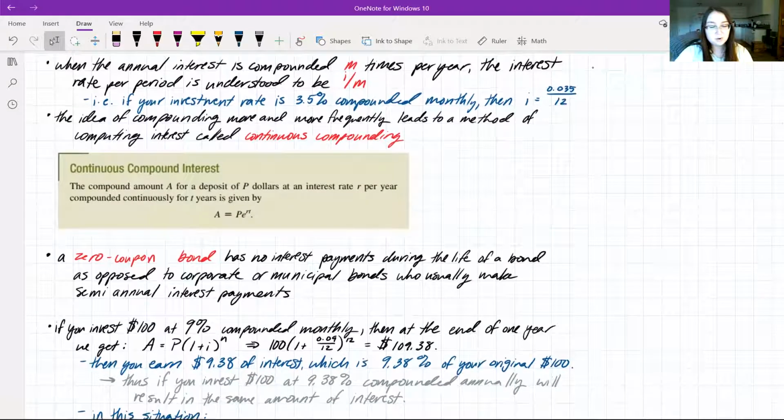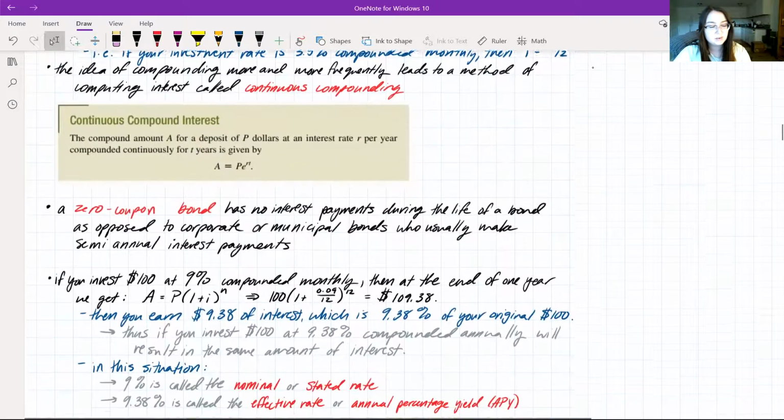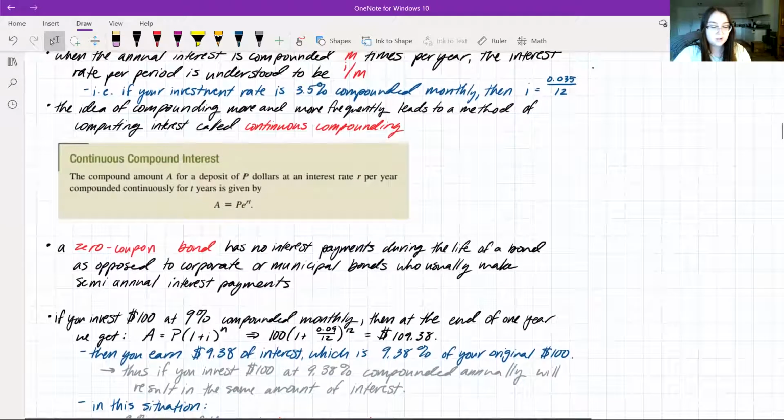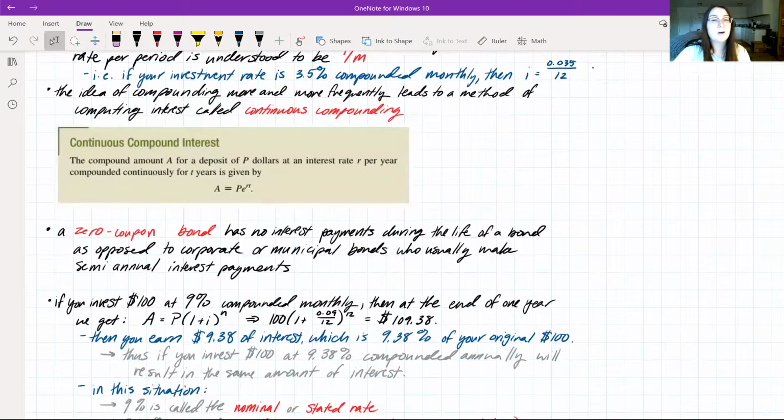The idea of compounding more and more frequently leads to the method of computing interest called continuous compounding. The compound amount A for a deposit of P dollars at an interest rate R per year, compounded continuously for T years, is given by A equals P times e to the power of R times T. We really want continuous compounding because when we compound more often per year, we end up making more money. By continuously compounding, we're making the most money we could possibly make.